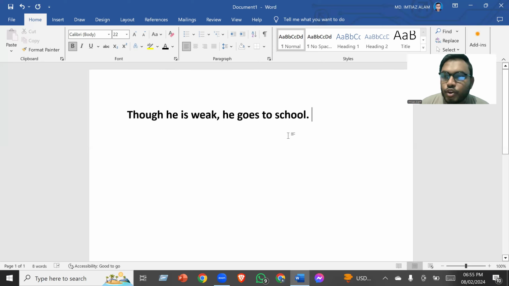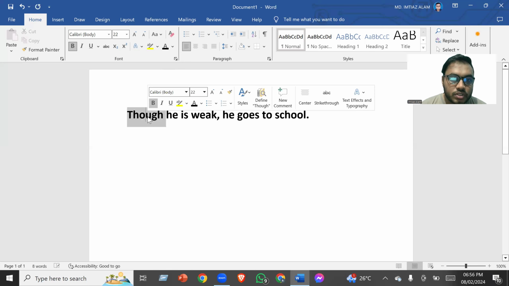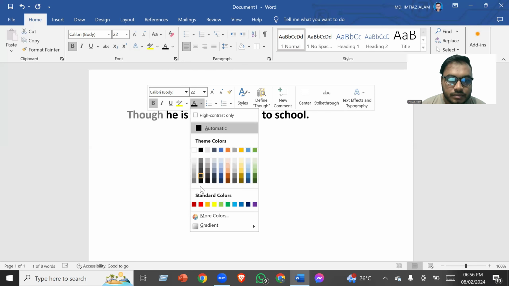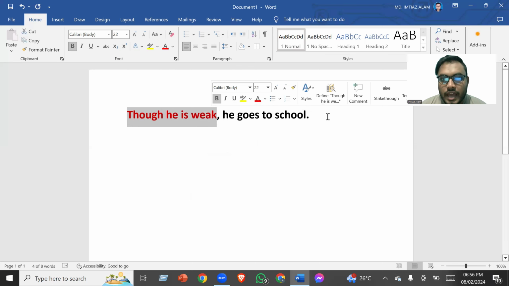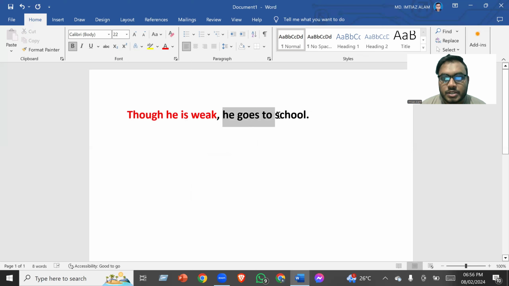First of all, there will be more than one clause. In complex sentence there will be more than one clause, and when you see the subordinate clause, before the subordinate clause there will be one clause marker. So I'm repeating again. In complex sentence there will be more than one clause, and before the subordinate clause you will see a clause marker. So we are seeing though as the clause marker. That's why though he is weak is the subordinate clause, and he goes to school is the principal clause.